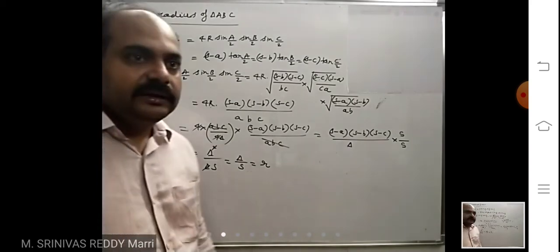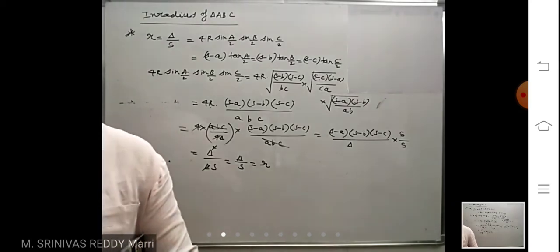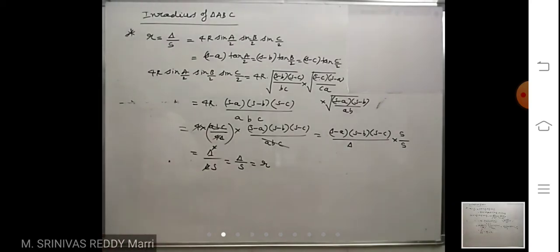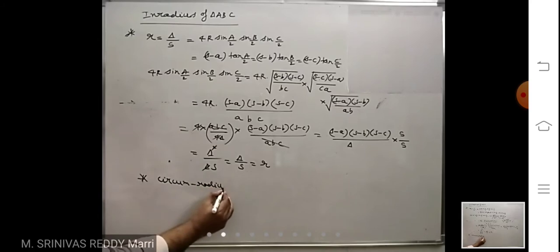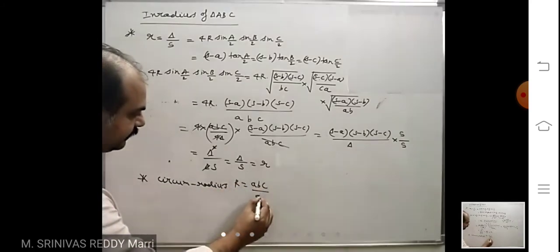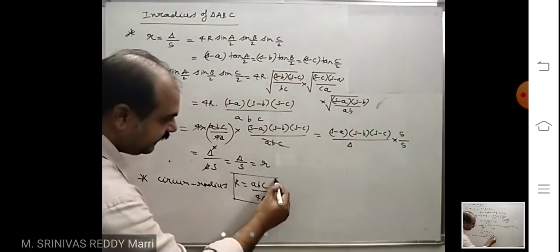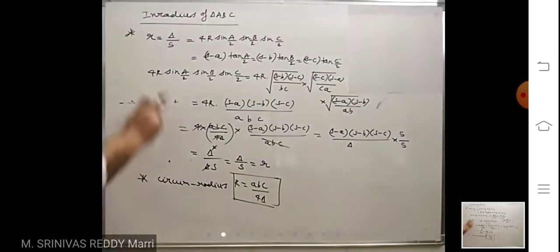Right? This is the radius of the circle which touches all three sides of the triangle. Small r means that. If we are asked to calculate circumradius, it means ABC divided by 4 delta. This is the formula for circumradius. Right? Inradius, circumradius, these both are very important.